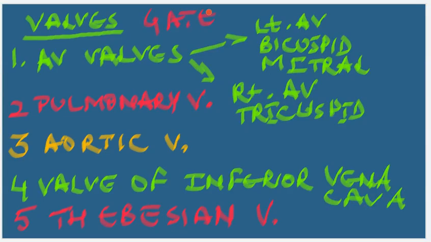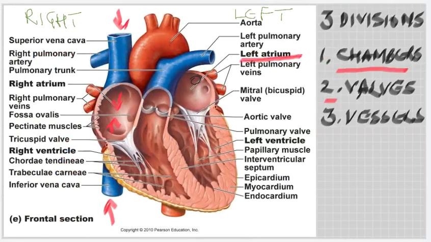And there are around 5 valves in the human heart. Now let us have a look at those valves. The function of the valve is to prevent the backflow of the blood.